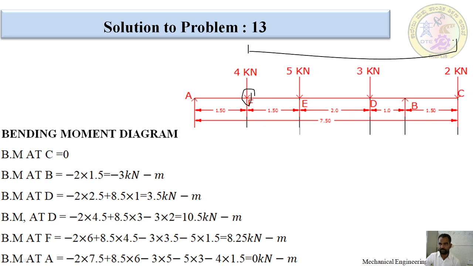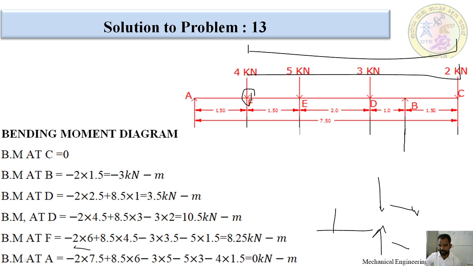Total is 6, negative into this distance. In bending moment calculation from right to the section, downward force is taken as negative, upward force is taken as positive. This is negative into this distance. Total is negative 2 into 6. Next is this RB value into this distance. How much is it? RB into 4.5, because 1.5 to 1, total is 4.5.